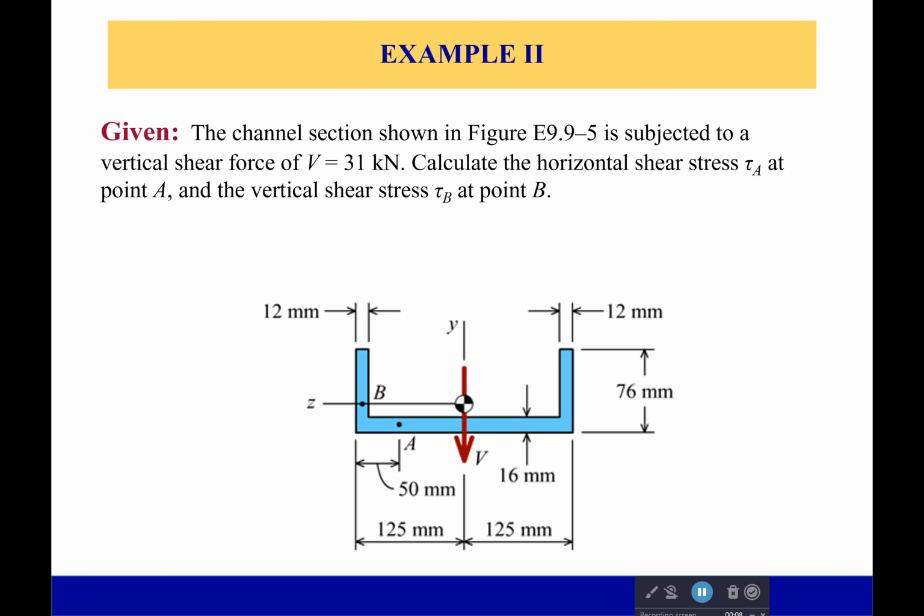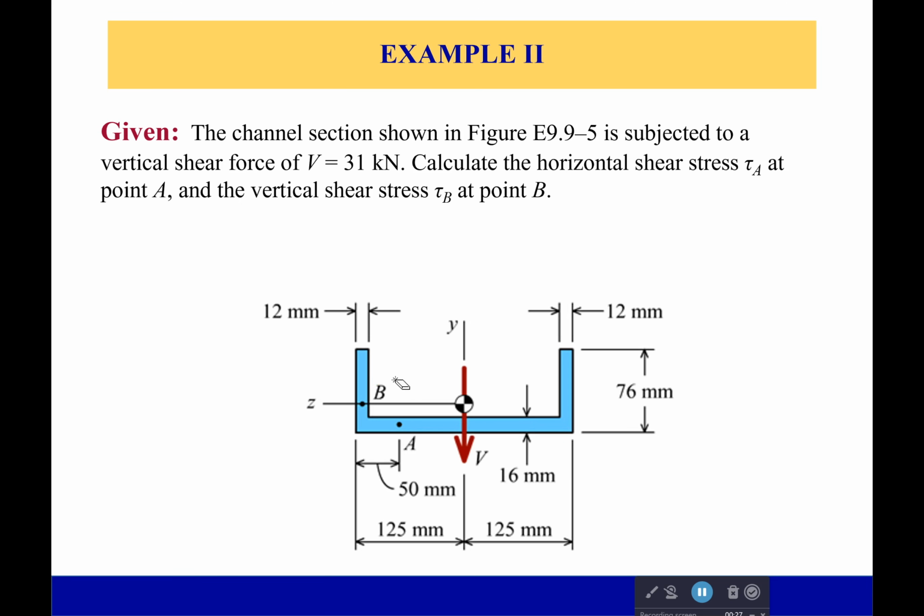So what we have right here is a channel section subjected to a vertical shear force of 31 kilonewtons. What we want to know is the horizontal shear stress at point A and the vertical shear stress at point B. Now why is one horizontal, one vertical? It's simply because this is a vertical section and that is a horizontal section.